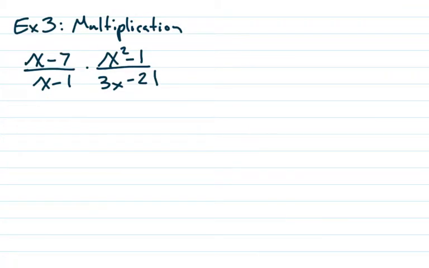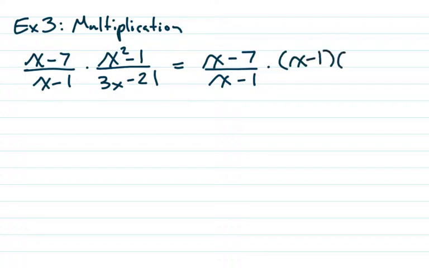Moving on to multiplication. Very, very similar. Let's factor first. Factor everything out, then cancel stuff out. And then we'll just make sure to have those domain restrictions in there. On the top here, this is a difference of squares, so this is x minus 1 times x plus 1. And on the bottom here we can take out a 3, and that's going to be an x minus 7.